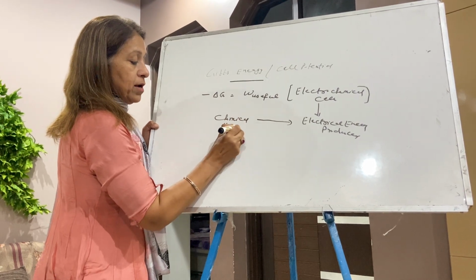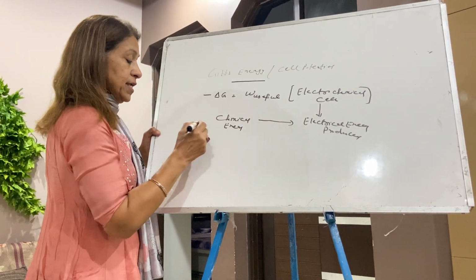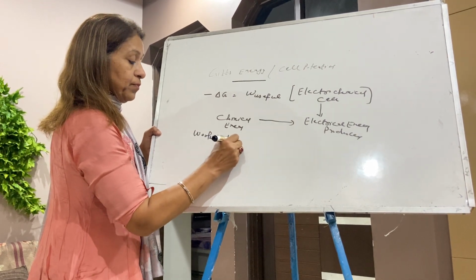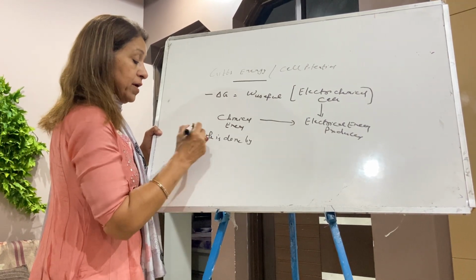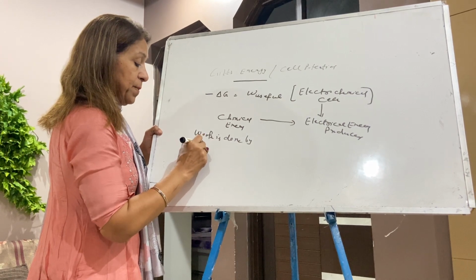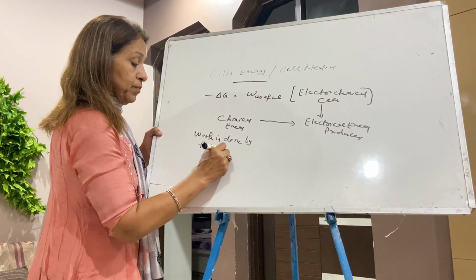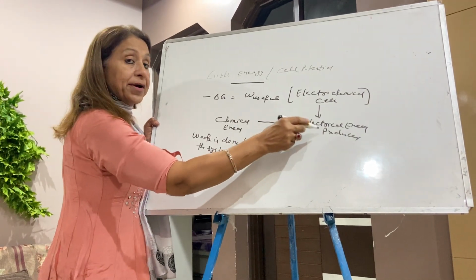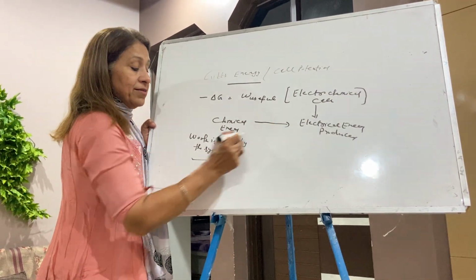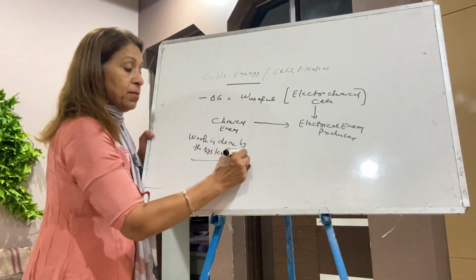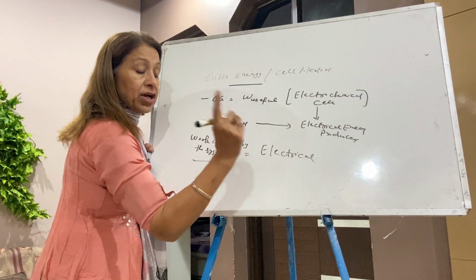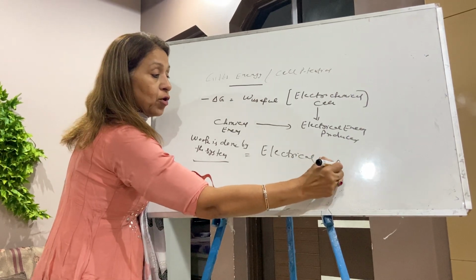In an electrochemical cell, work is done by the system. Remember this: in an electrochemical cell, work is done by the system, because electrical energy is produced. That work is called electrical work in an electrochemical cell. This is the electrochemical work.